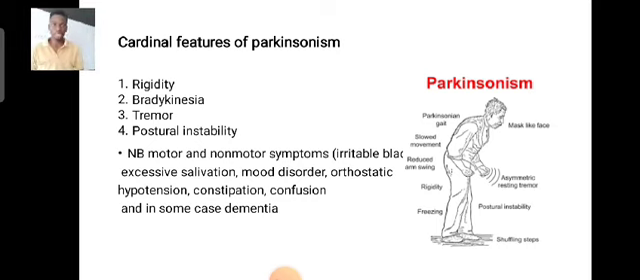Basically, what we are going to talk about today is the cardinal features. Whatever the types and classification of Parkinsonism, they have cardinal features, and if a patient comes with these 4 features or 3 features, then we diagnose that patient with Parkinsonism, a symptomatic diagnosis. What are these 4? Rigidity, bradykinesia, tremor, and postural instability.